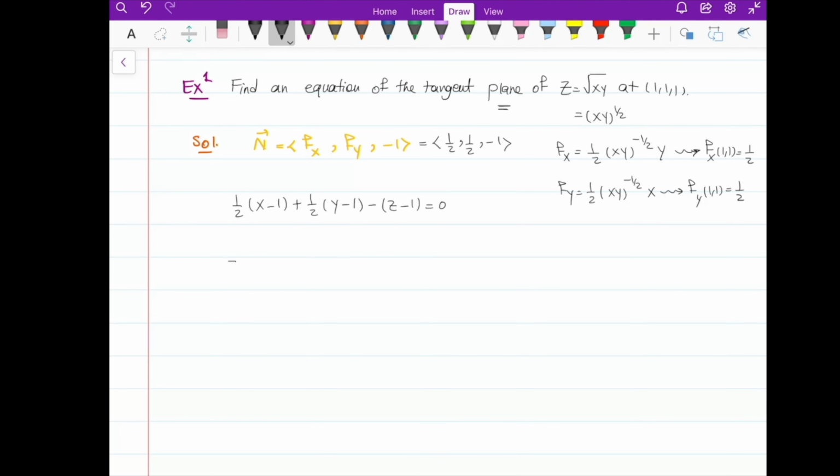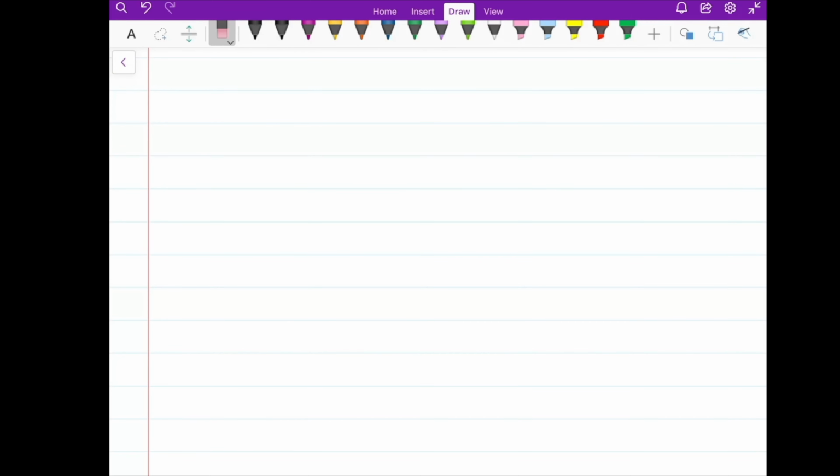Very good. If I'm looking for the linear approximation in here, you know that you just need to keep z on one side and write everything else on the other side. In that case we have the equation for the linear approximation. So z equals 1/2 (x - 1) + 1/2 (y - 1), and then negative times negative is positive, plus 1. That's the linear approximation of this function in this case. Okay, that was example 1.